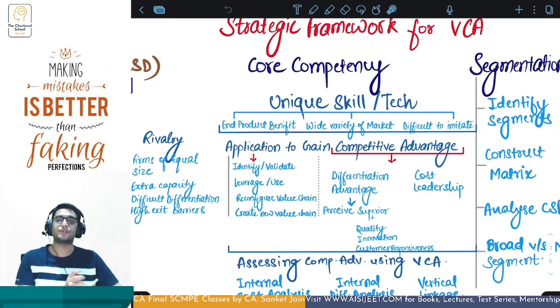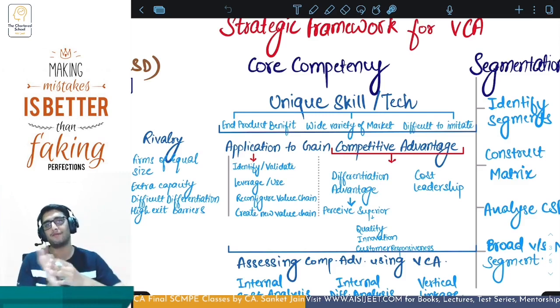You need to check if your end product benefit is high. If the product benefit that you can give to the consumer is unmatched by the competitors, then you have a core competency. If access to the markets is high for you, if you have a wide variety of access to markets, then again you have a core competency. If your product cannot be copied, cannot be imitated, and it's very difficult to imitate your product, then again you have a core competency.